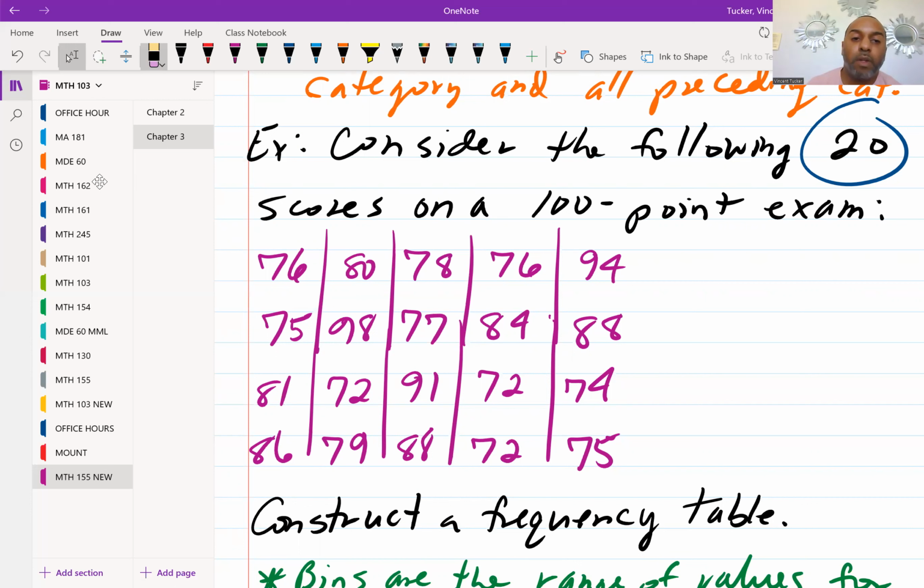So we have 76, 80, 78, 76, 94, 75, 98, 77, 84, 88. Hopefully you can see the contrast between my nines and fours. 81, 72, 91, 72, 74, 86, 79, 88, 72, 75.